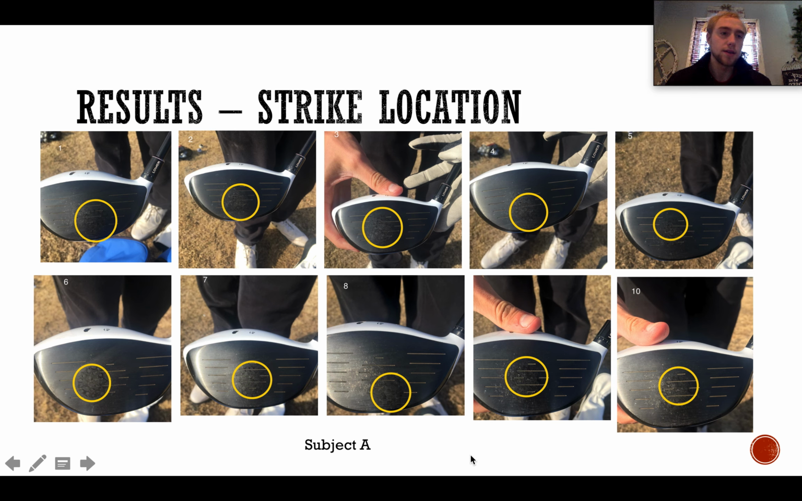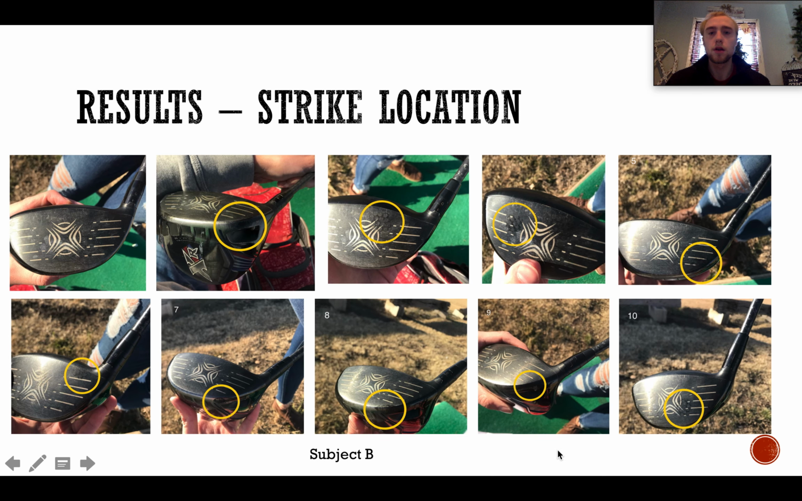And we'll be coming back to look at these a little bit later. And these are the results for subject B, the non-trained subject. So as you can see here, her strike locations are a little bit all over the place. Even here on the first one, she completely missed the club face. So, like I said, we'll be coming back to look at these.